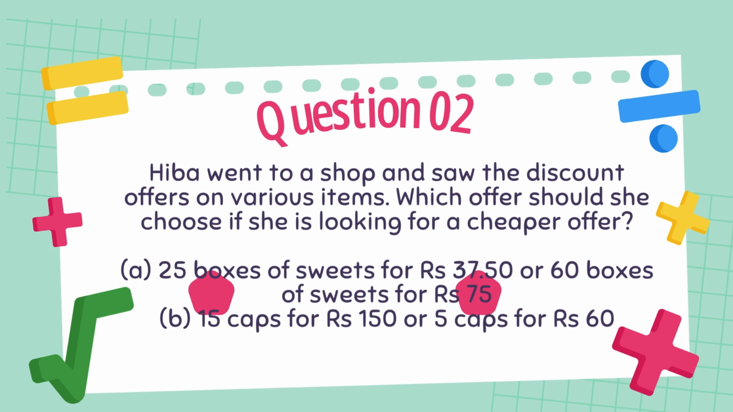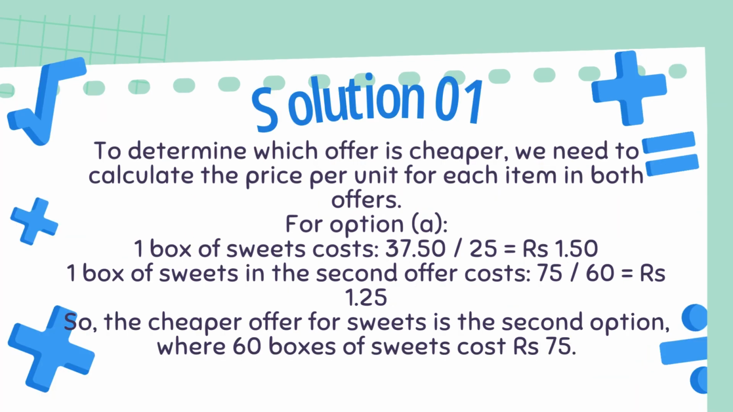Here, in the question, Hiba is going to the shop and she sees some discounted prices. So which option should she choose? Let's calculate it. To determine which offer is cheaper, we need to calculate the price per unit of each item in both offers. For option A, it is given that 25 boxes of sweets cost rupees 37.50. So 1 box of sweets, we divide 37.50 rupees by 25, and we get the per sweet box price as rupees 1.50.